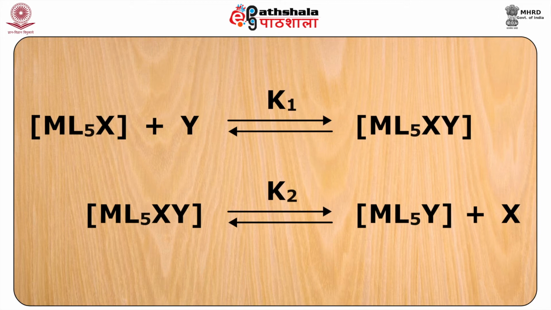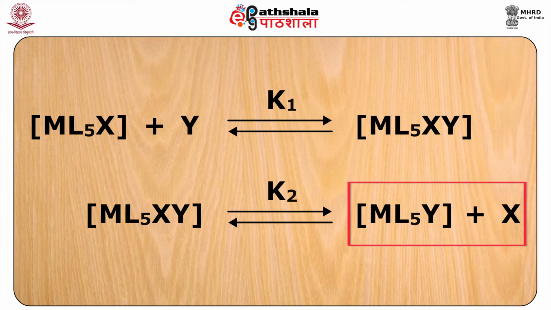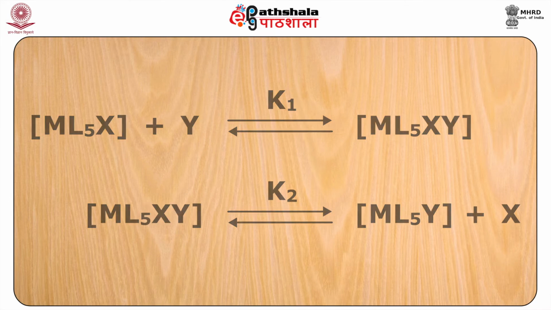ML5X was attacked by the attacking ligand Y to form a 7-coordinated intermediate, that is ML5XY. This ML5XY, in the second step, breaks to form ML5Y, which is our product, and the leaving group X. In this reaction, for the first step, K1 is the rate constant for the forward reaction, K minus 1 is the rate constant for the backward reaction, and K2 is the rate constant for the forward reaction, and that is for formation of the product.